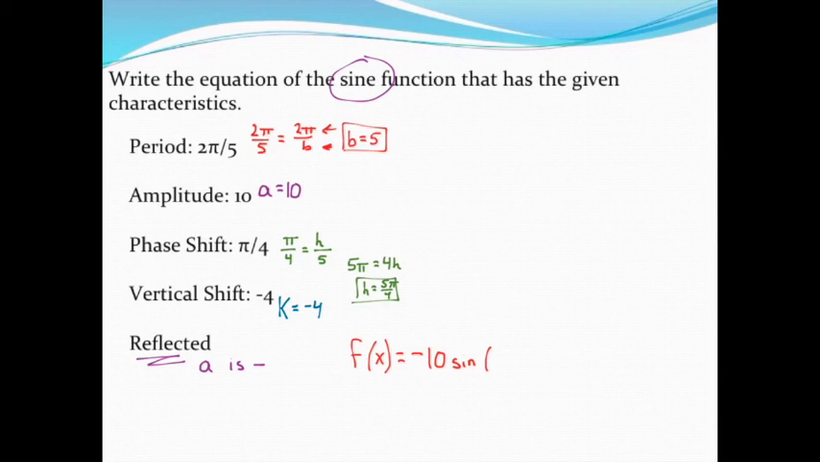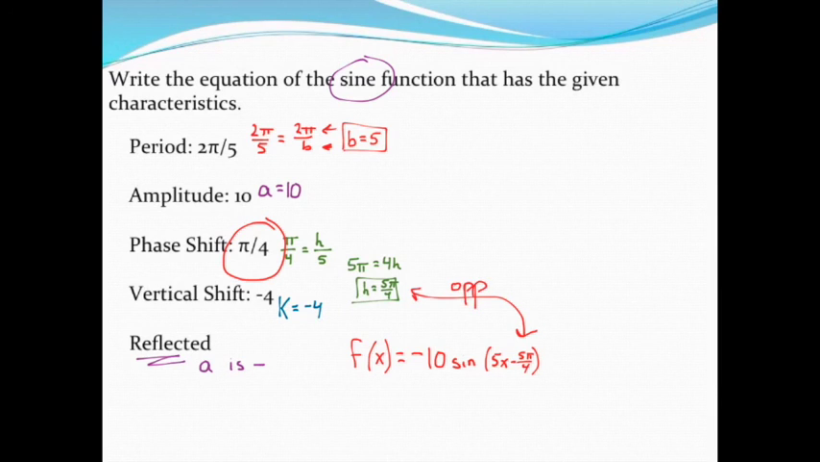Within the parentheses then, I've got to have the b value times x. So we found our b value to be 5x. My phase shift will come next, and remember that phase shift needs to be the opposite of the direction you want the graph to move. So since my phase shift was positive pi over 4, I have to make sure my function is -5 pi over 4. I need the opposite sign in there. And then notice I use the h value, not the actual phase shift itself.